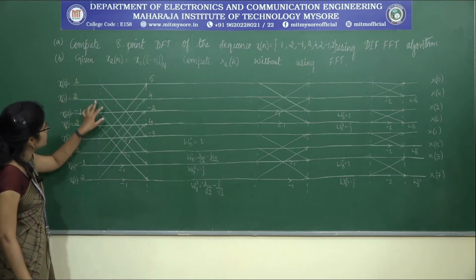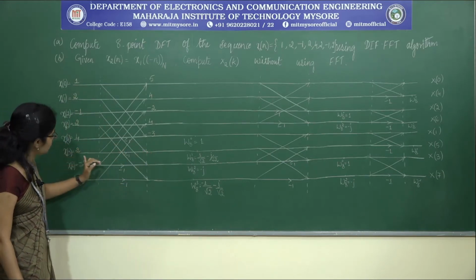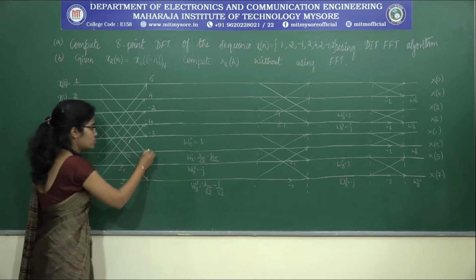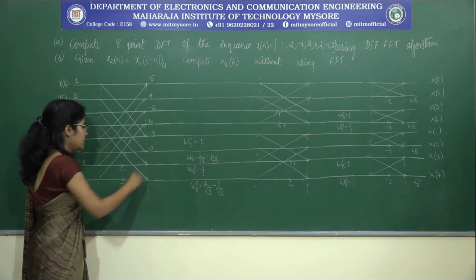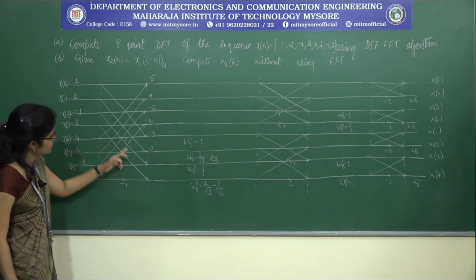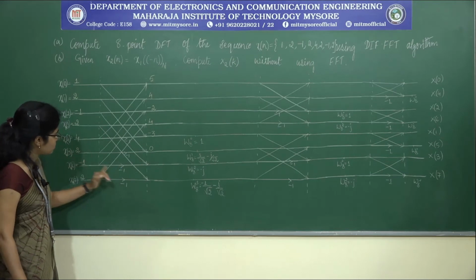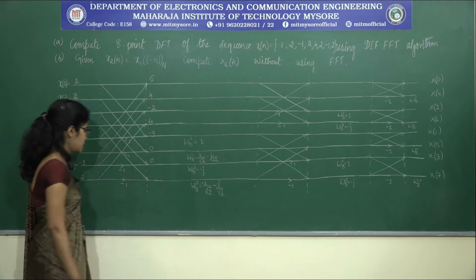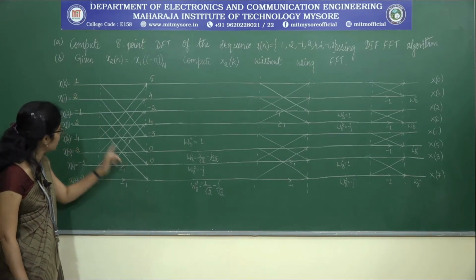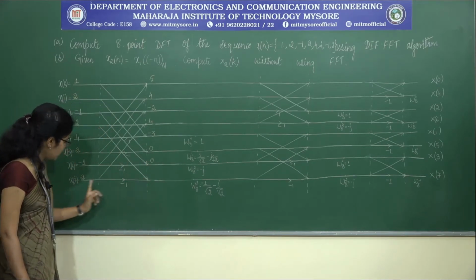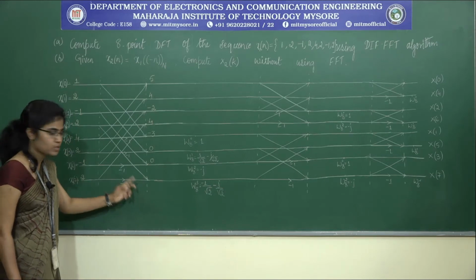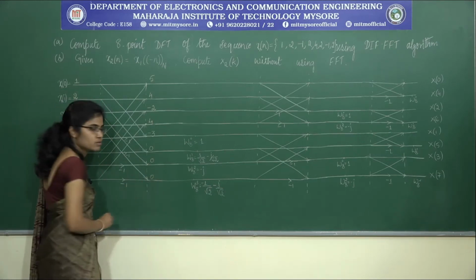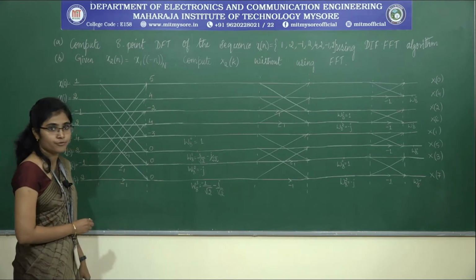At this point, the input from this branch is 2. The input from this branch is minus 2. 2 minus 2 is 0. Again at this particular branch, the data coming is minus 1. So minus 1 multiplied with minus 1 gives us plus 1. Minus 1 plus 1 tends to 0. Again at this point, the input is 2 and from this branch we are getting minus 2. 2 minus 2 is 0. So we got the output of the first stage.